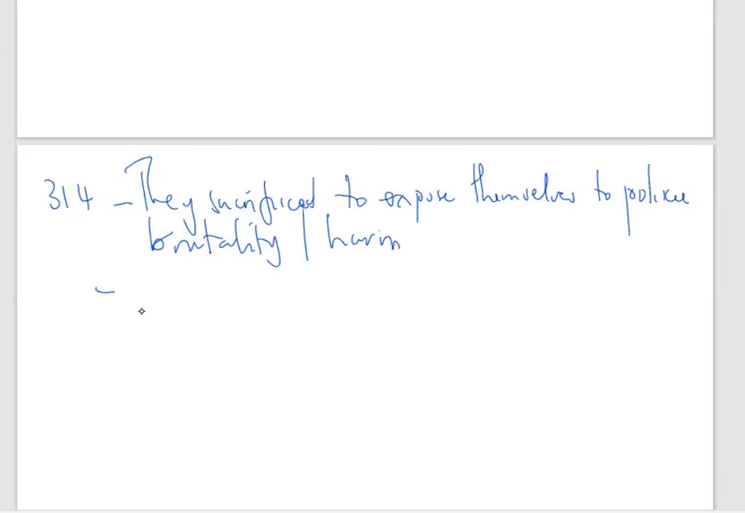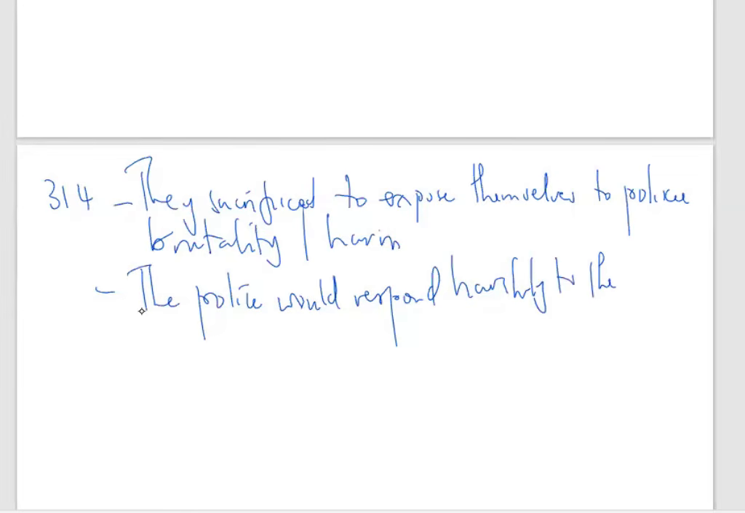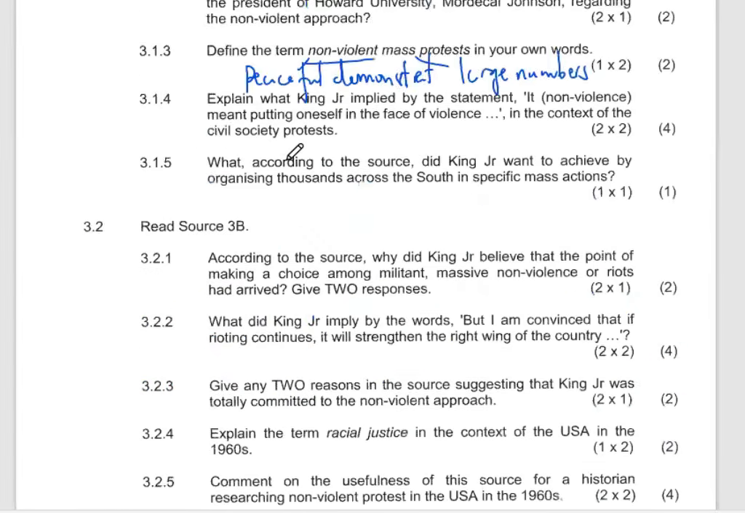Or the statement would also imply that the police would respond harshly to the protesters despite them adopting a non-violent approach. So that is the implication of it meant putting oneself in the face of violence. The police would use violence on the protesters, or it meant that they would sacrifice themselves to harm while engaging in non-violent protests. Right, moving on to the next question.